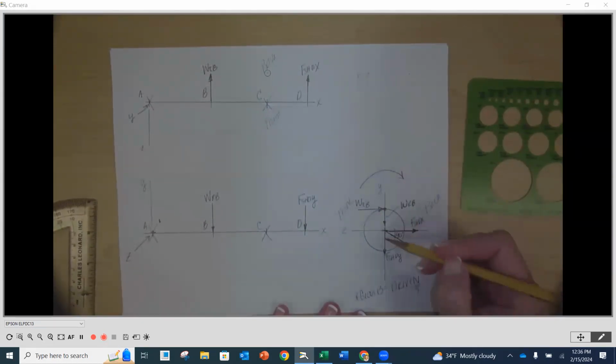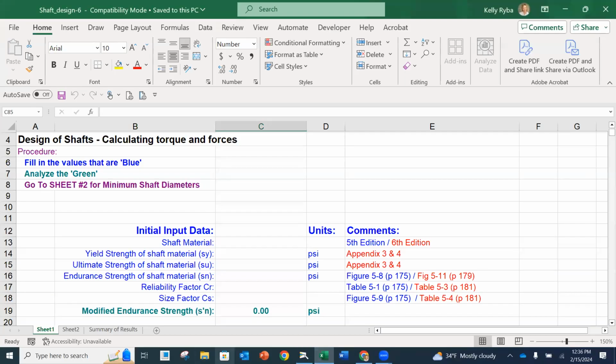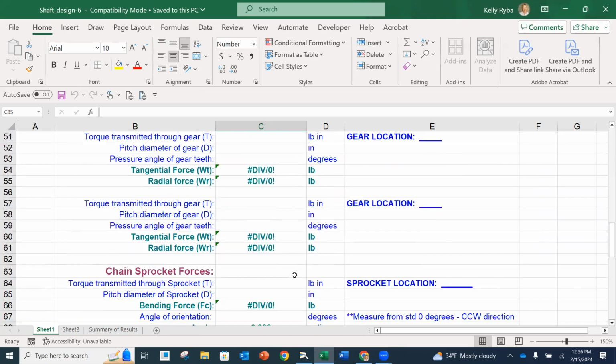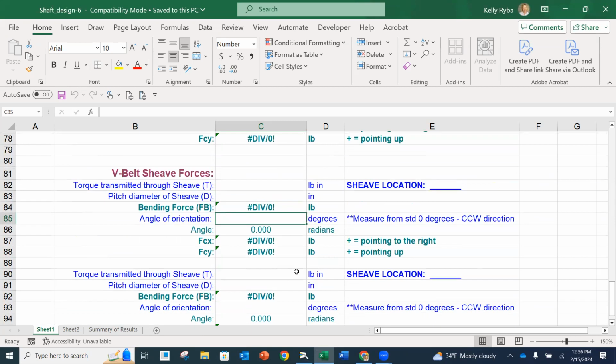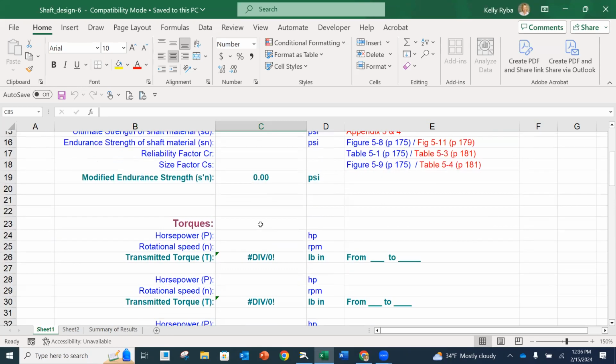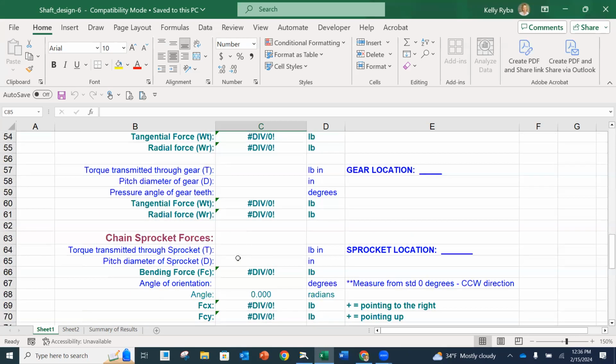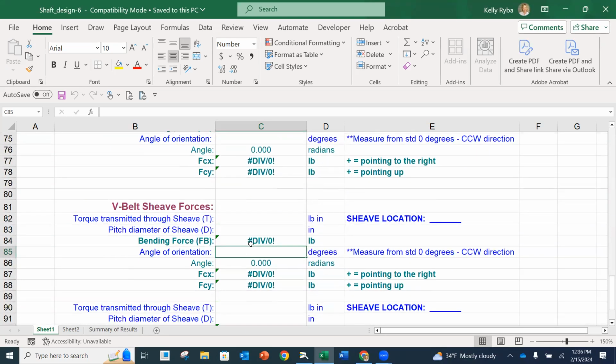Now, how do we get these values? All right, let's look at our spreadsheet, because there is a way that we can put them in there and you can get exactly what those magnitudes are for the horizontal and vertical components. Not that there's anything that you can't calculate here, but this automates it. So on our sheet number 1, we're going to go down to, as you know, it starts up here with our input of our shaft information, then it goes to torques, and then here are our gear forces, our sprocket forces, and then down here are the sheave forces. So you're going to notice that we're going to have to know what our torque is at that point. Okay, so you'll have to have done kind of those early steps.